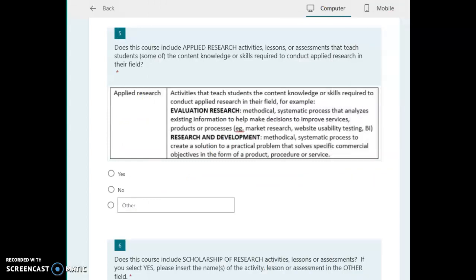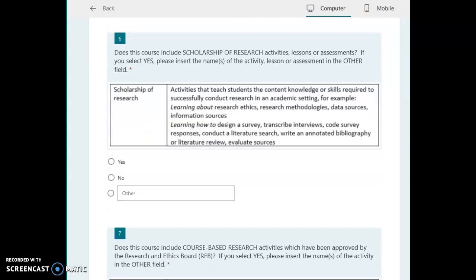Let's take a look at the form. When the course outline reviewer completes question 6, we'd like them to provide a brief 5 or 6 word description of the activity, lesson, or assessment that they teach that supports this learning objective. For example, in this case, they might type research ethics case study.